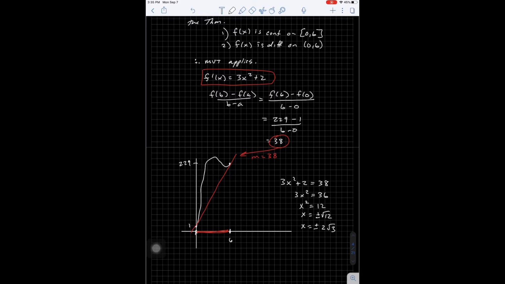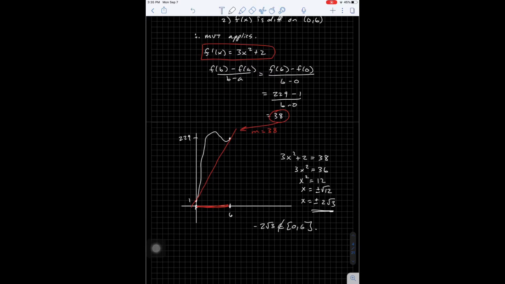Now there are two solutions, because there always is when you root both sides, you get a plus or minus. But our interval is from 0 to 6. So negative 2 root 3 is not in this interval from 0 to 6, and so our C value is just going to be positive 2 root 3. So 2 root 3 is somewhere in here, close to 3 plus or minus a little bit, estimation.